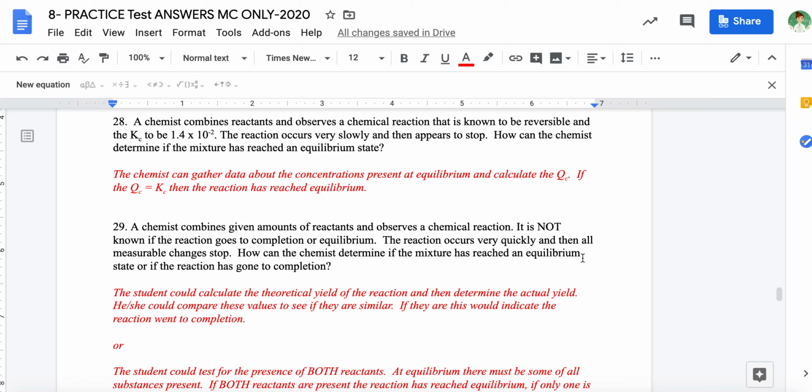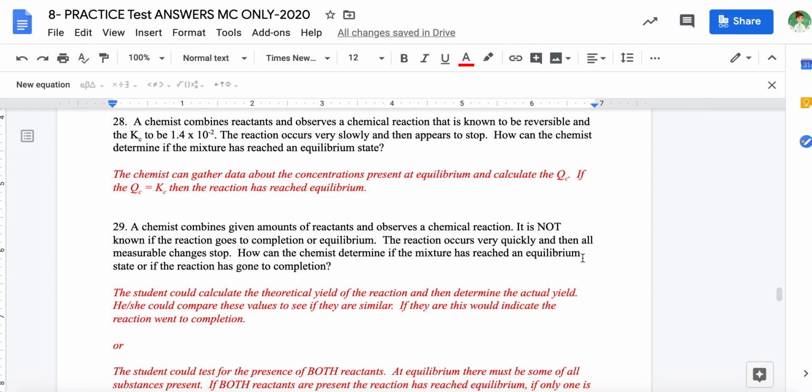Well, at this point, the best thing would be to gather the information that they have, the concentration values at that point, calculate the Q, and compare it to the K. Remember, if you're not sure if it's at equilibrium, the best thing you can do to test that out is calculate a Q and compare it to the K.